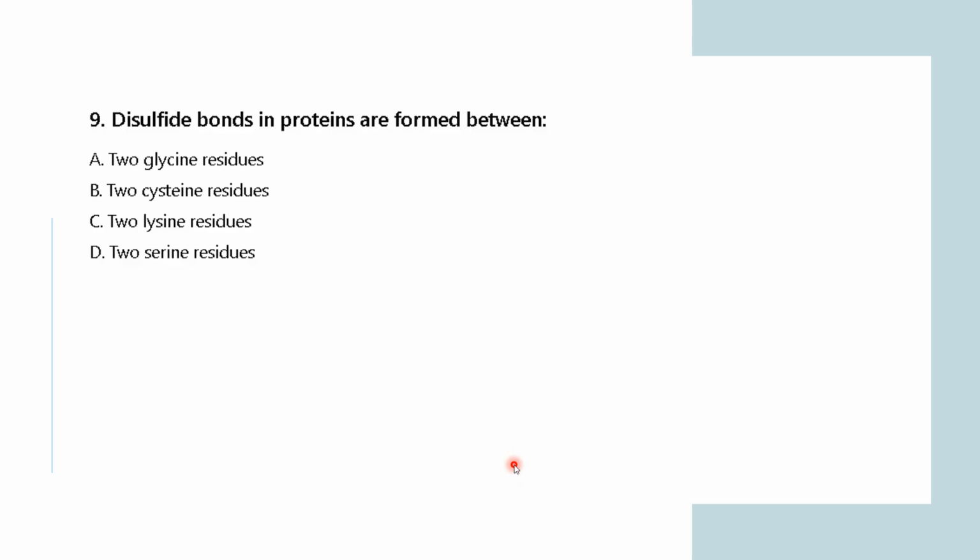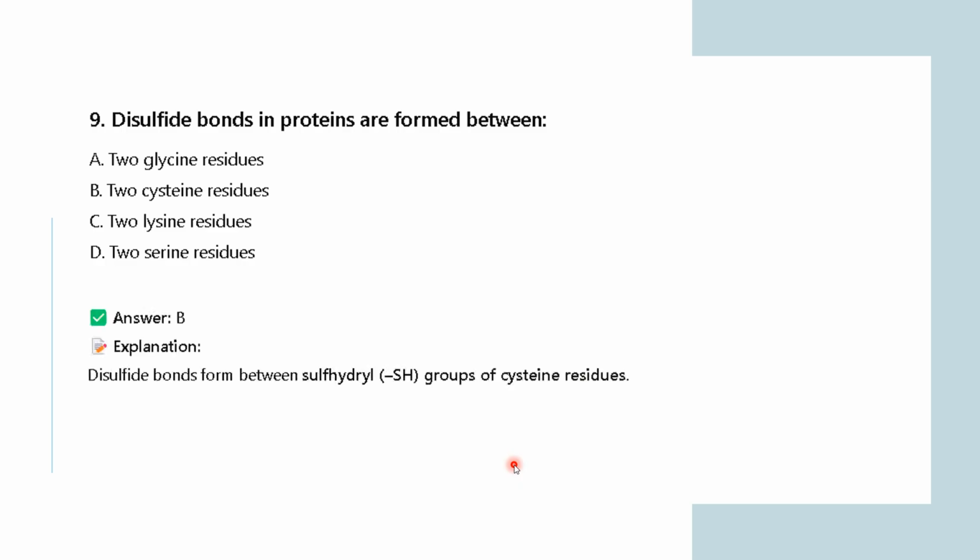So what do you think? Option B. So it is between the two cysteine residues.